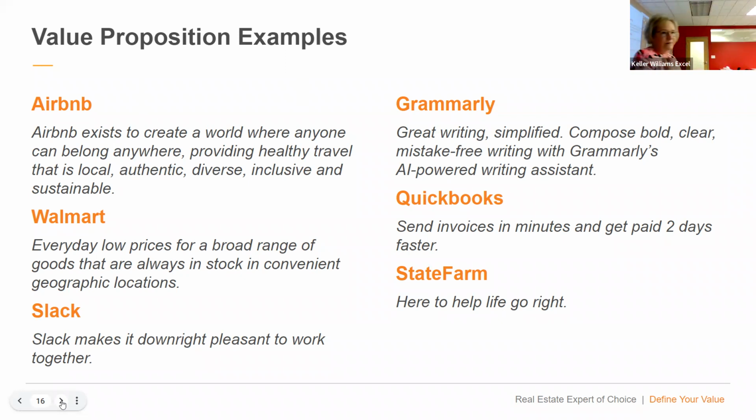All right. Here are examples of value propositions. Airbnb: Airbnb exists to create a world where anyone can belong anywhere, providing healthy travel that's local, authentic, diverse, inclusive, and sustainable. There are people that just specialize in working with Airbnb clients. Walmart: Walmart is still number one.